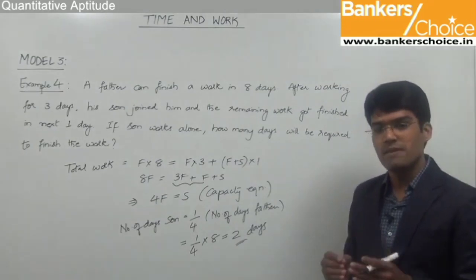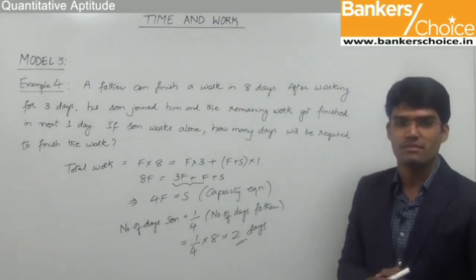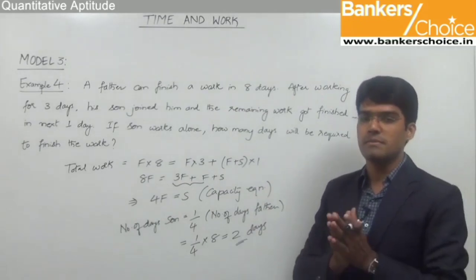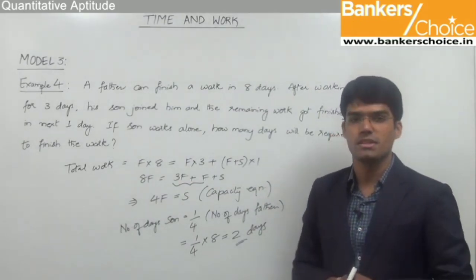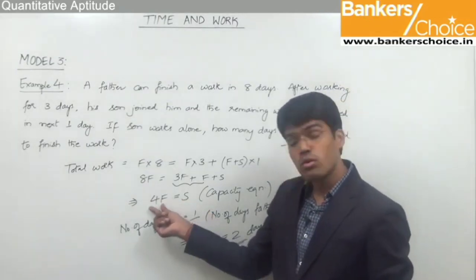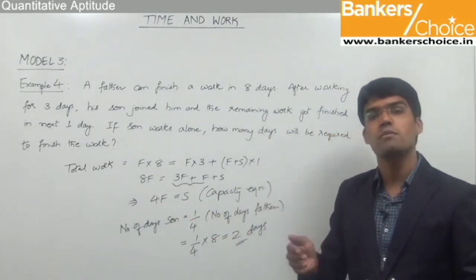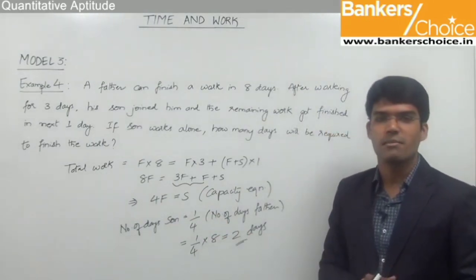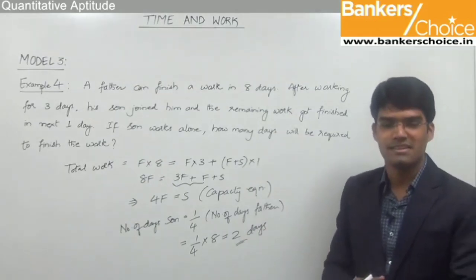So whenever we need to find out the number of days required by any one of these persons, we first need to convert this capacity equation in terms of number of days equation. And that can be done with the help of simple concept that number of days and capacity are reciprocal of each other. So very clearly, if son's efficiency or capacity is 4 times father's efficiency or capacity, the number of days required by son should be 1/4 of the number of days required by father. So 1/4 of 8 is 2. That's how we get the answer here.